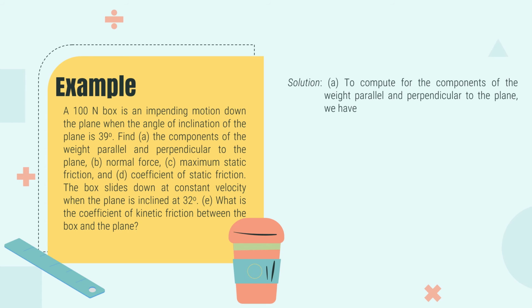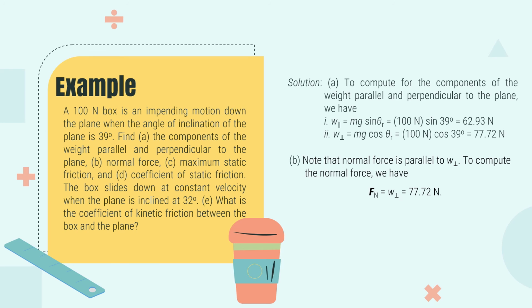For problem A, to compute the components of the weight parallel and perpendicular to the plane, we have W sub parallel equal to mg sine theta sub r, which is 100 Newton times sine 39 degrees, which yields 62.9300 Newton. Second, we have W perpendicular, which is equal to mg cos theta sub r. We now have 100 Newton times cos 39 degrees, which yields 77.7200 Newton.